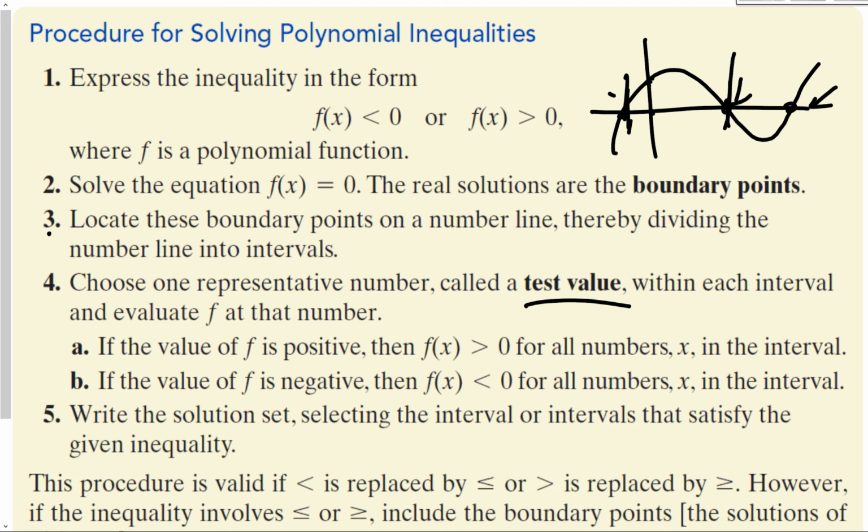Also, I could use what I know about polynomial graphs and behaviors and multiple zeros to just look at the polynomial and figure out what the signs are going to be. So I'll show you both methods. Okay? And then finally, step 5, write a solution set selecting the interval or intervals that satisfy the given inequality.